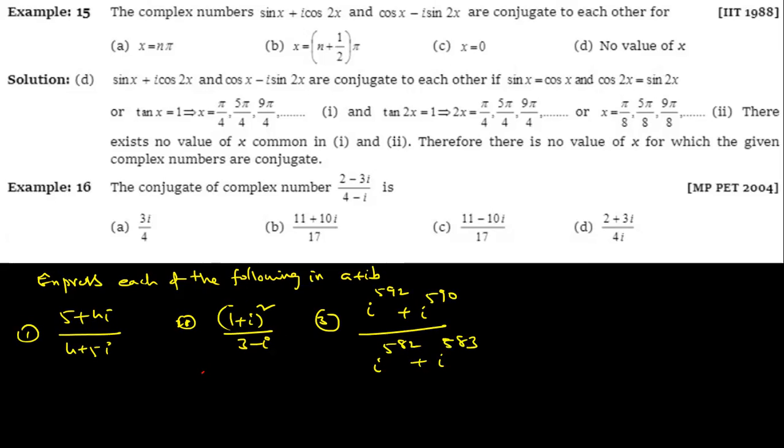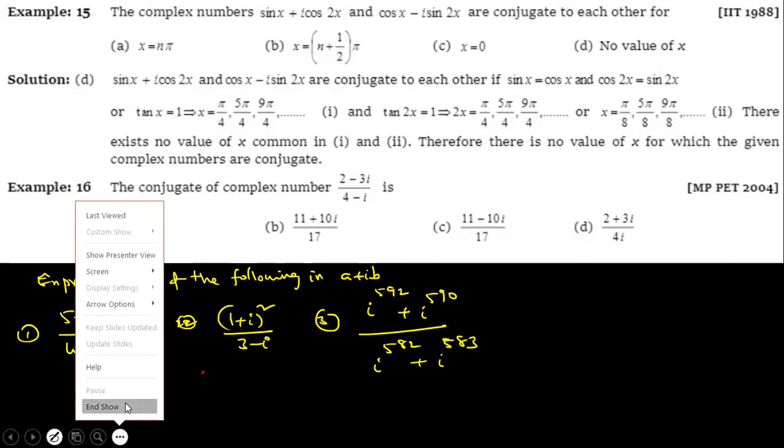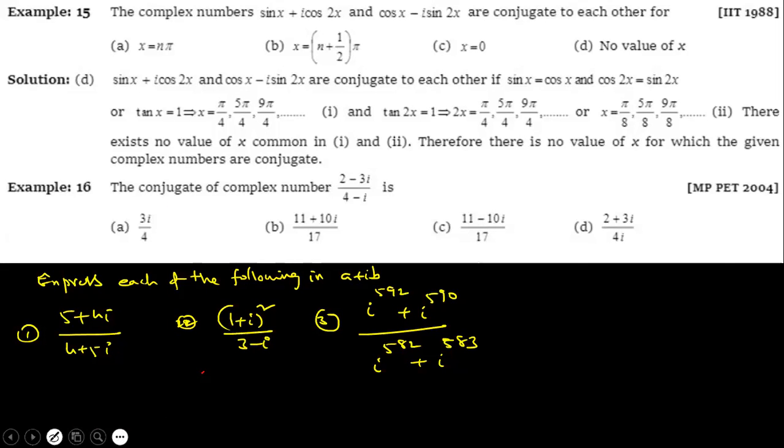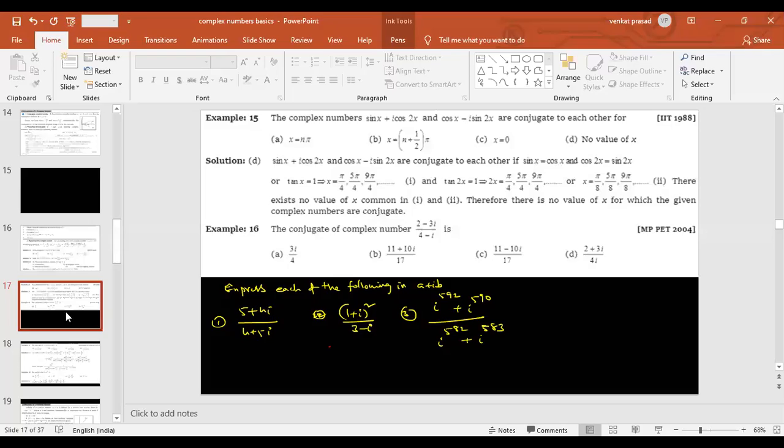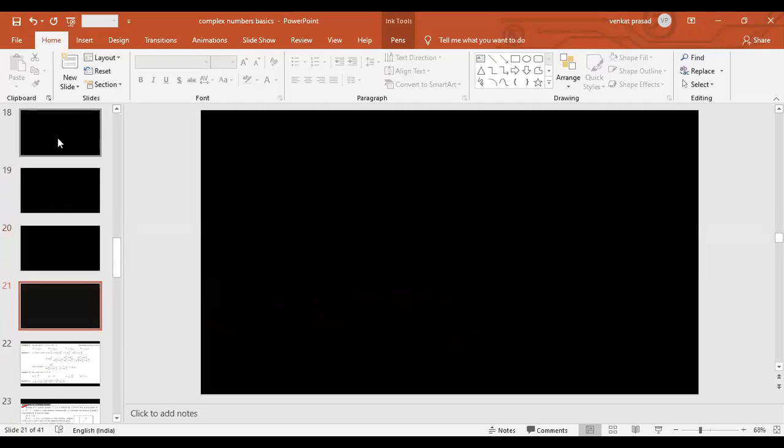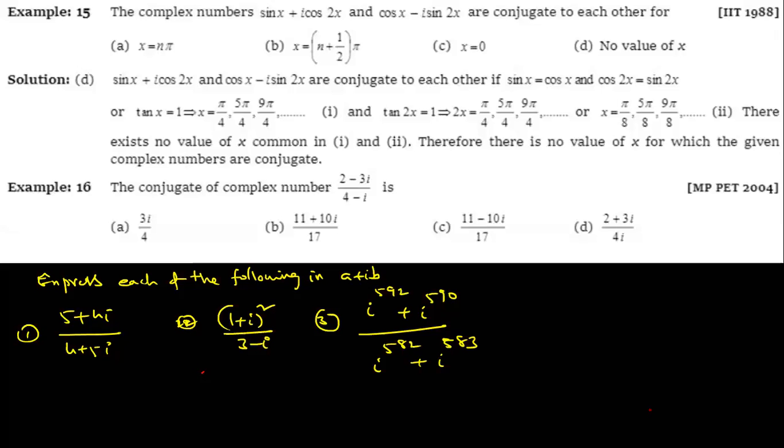Question number 1, question number 2, question number 3. What is the answer? Anyone? Take the pen, take your own time, tell me what is the answer. Otherwise, I will explain to you students.